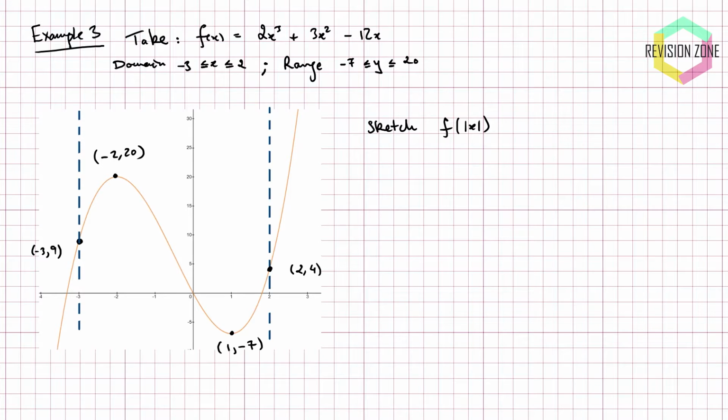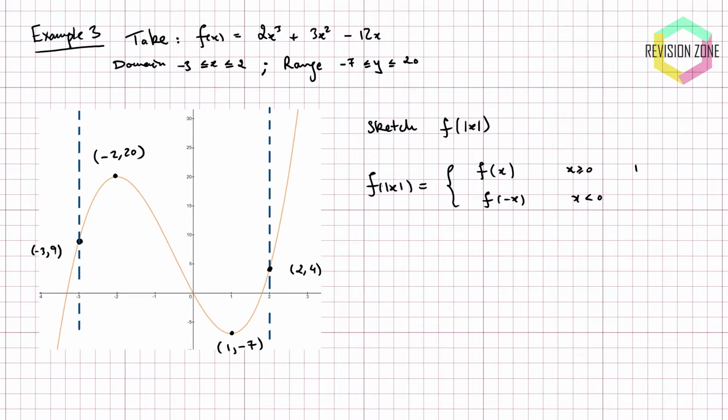Example 3, we have the exact same cubic with the exact same domain that we've been working with, but now we're required to sketch this thing here, which is rather interesting. Okay, so again, I'm just going to use the definition of what the modulus function actually says. So I know it's just going to be f of x for x being non-negative, and it's going to be f of minus x for x being negative.